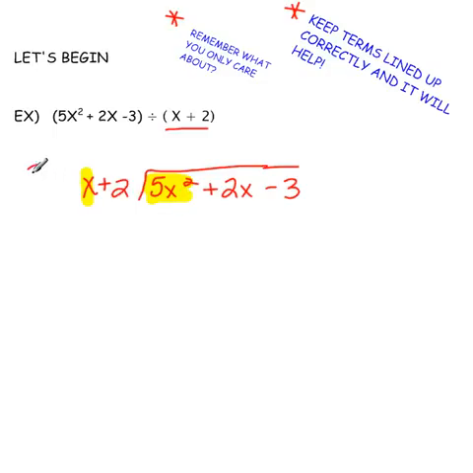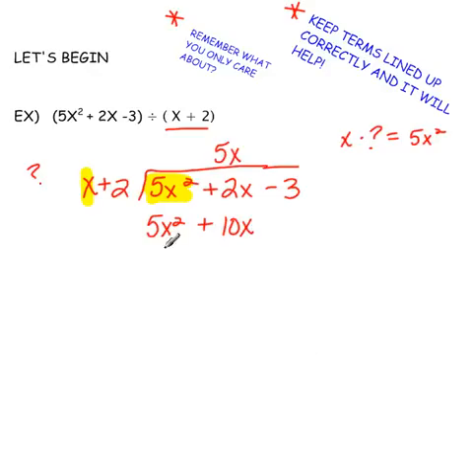So let's find that term. x times what will give you 5x squared? And it is 5x. Very good. So now after we find the missing term, step 4 is to multiply. We'll take this term, 5x times x is 5x squared. Now remember, we're dividing by a binomial, so do not leave this out. 5x times positive 2 is a positive 10x.